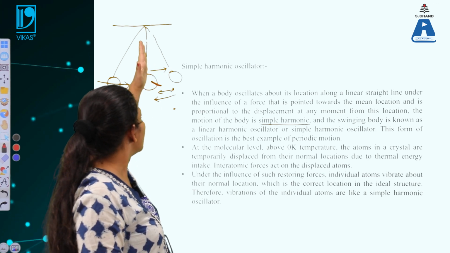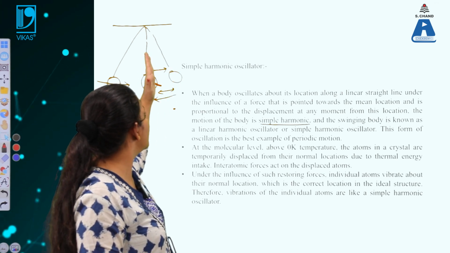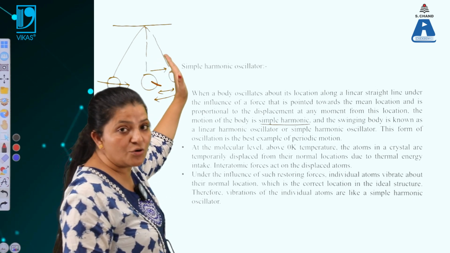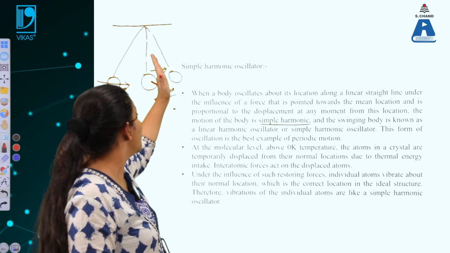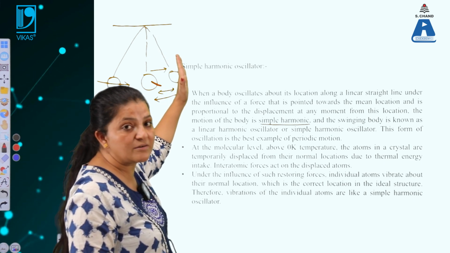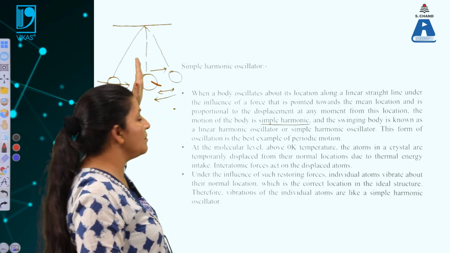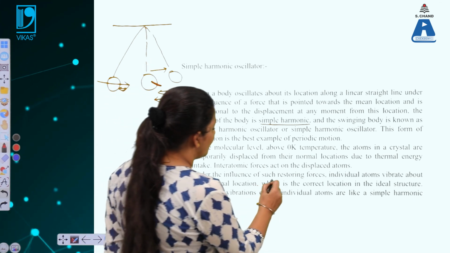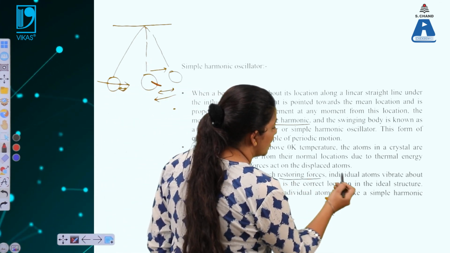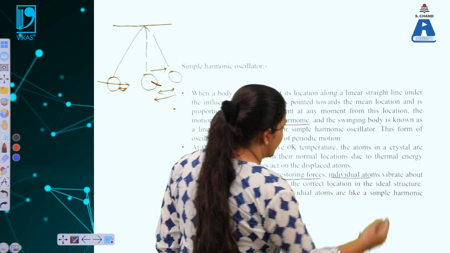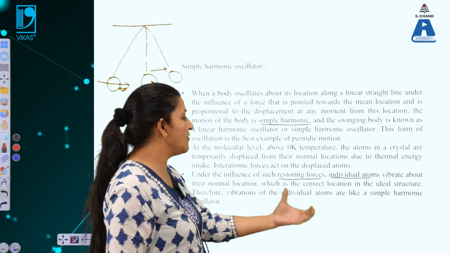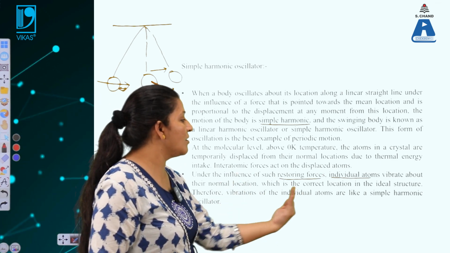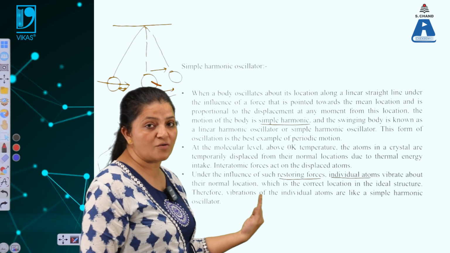So that's why, when the body moves from its mean position or normal position, a restoring force occurs in the backward direction. This restoring force tries to bring the body back to its normal position. Under the influence of such restoring forces, individual atoms, when they vibrate, come back to their normal position. That is how the oscillations of the atoms start.